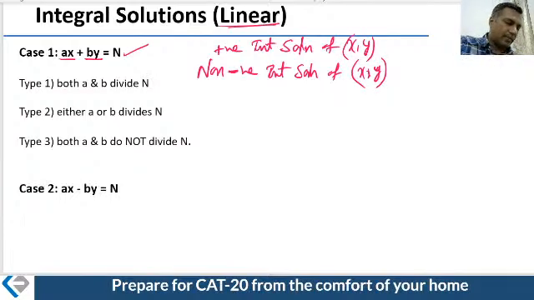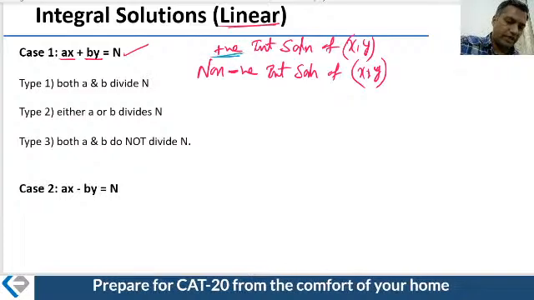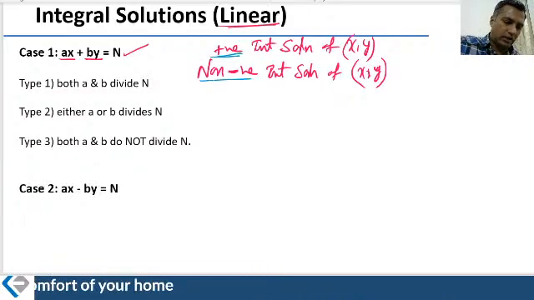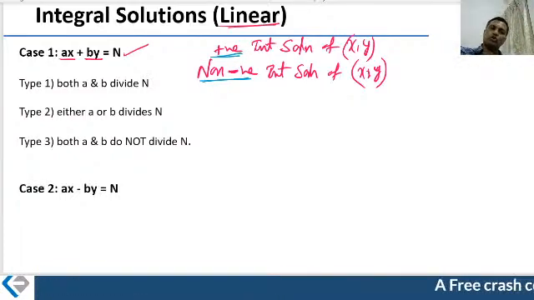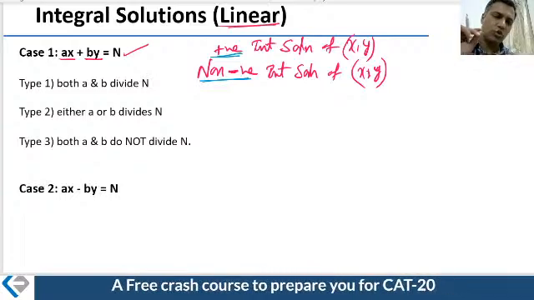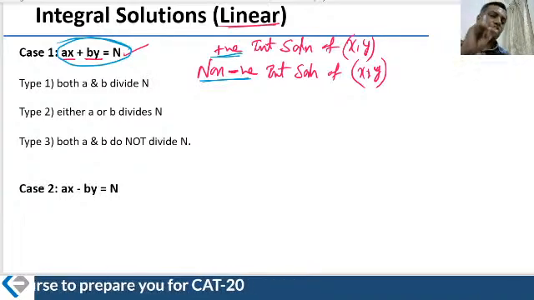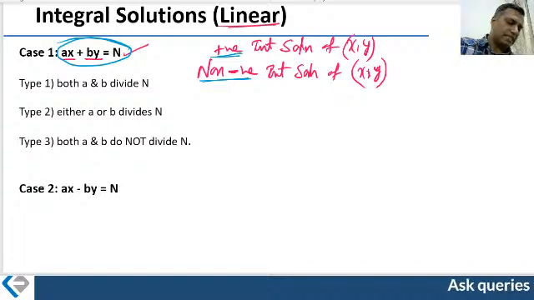Either they may ask about the positive integral solutions of the xy pair, or they may talk about the non-negative integral solutions of the xy pair. These are the two very popular types. I'm not saying these are the only two questions which come whenever they give an equation of this particular form, ax plus by is equal to n. So these are the two popular types.